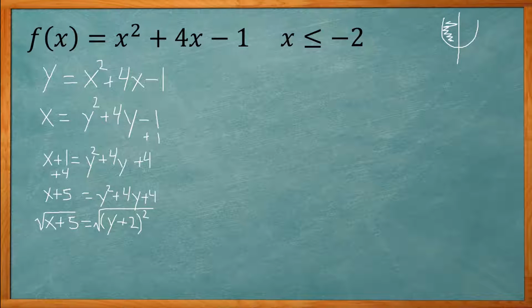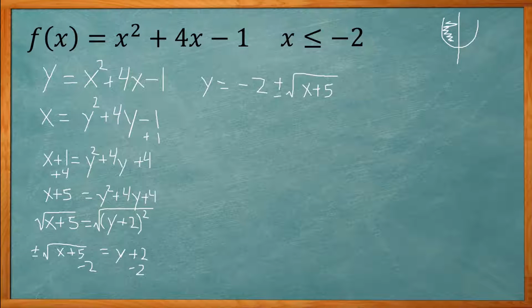So when I do that, I get plus or minus the square root of x plus 5 equals y plus 2. And to get rid of the 2, I subtract 2 from both sides. And then I'm just going to write the y on the left-hand side. So we got -2 plus or minus the square root of x plus 5.